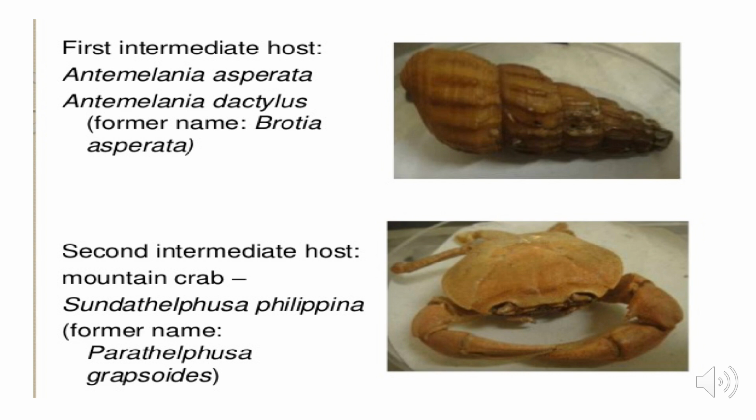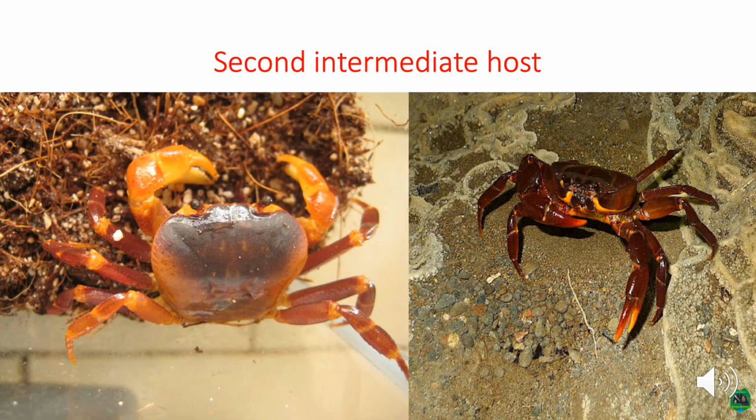The first intermediate host is a snail and it's Antemelania asperata. The second intermediate host is a crustacean. It could be a crab or a crayfish. The most popular one is the Sundathelphusa philippina. These are the pictures of the red mountain crab or the Sundathelphusa philippina, the second intermediate host of Paragonimus westermani. Eating these crabs raw will predispose you to develop paragonimiasis.